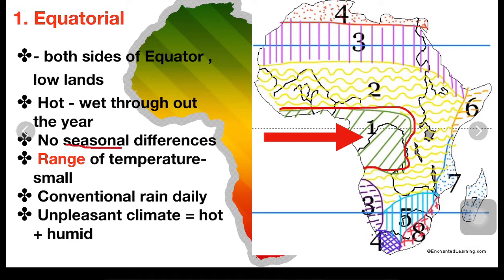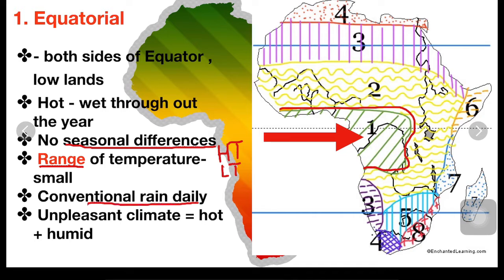This region does not experience any seasonal differences. Summer and winter seasons are similarly experienced. No changes in the range of temperature. The days are quite hot and nights are cooler. The range of temperature is quite small. Range of temperature means the difference between high temperature and low temperature. So this range of temperature is very, very small. There is not much difference between high and low temperature.